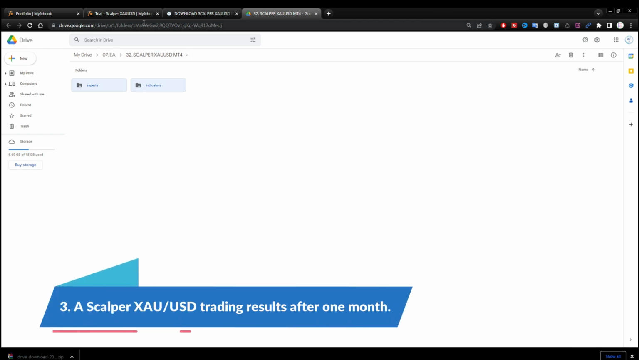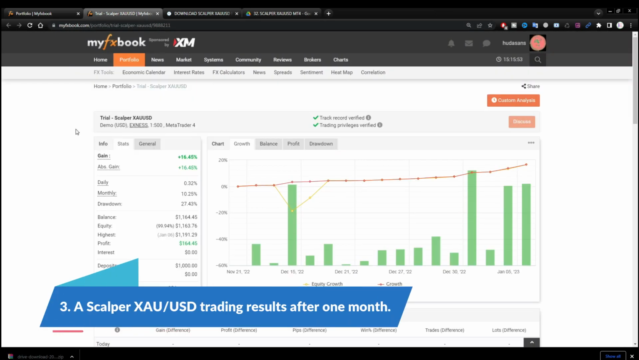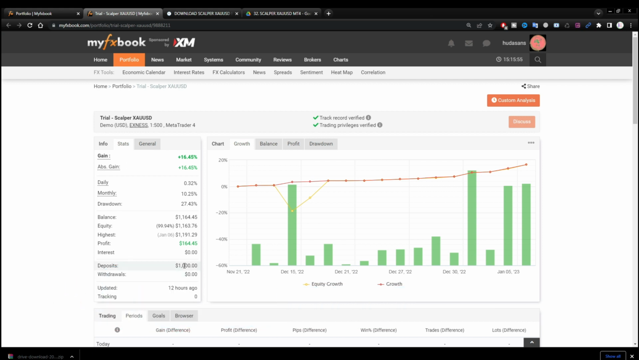Three. EA Scalper gold ounce per US dollar trading results after 1 month. Okay, I'll just show you the trading results of the EA Scalper gold ounce per US dollar for more than a month. You can pay attention here. The initial capital that I use for observation is $1,000, resulting in an estimated daily income of 0.32%, monthly 10.25%, and a drawdown that has occurred of 27.43%. Growth is relatively stable. Slow but sure.